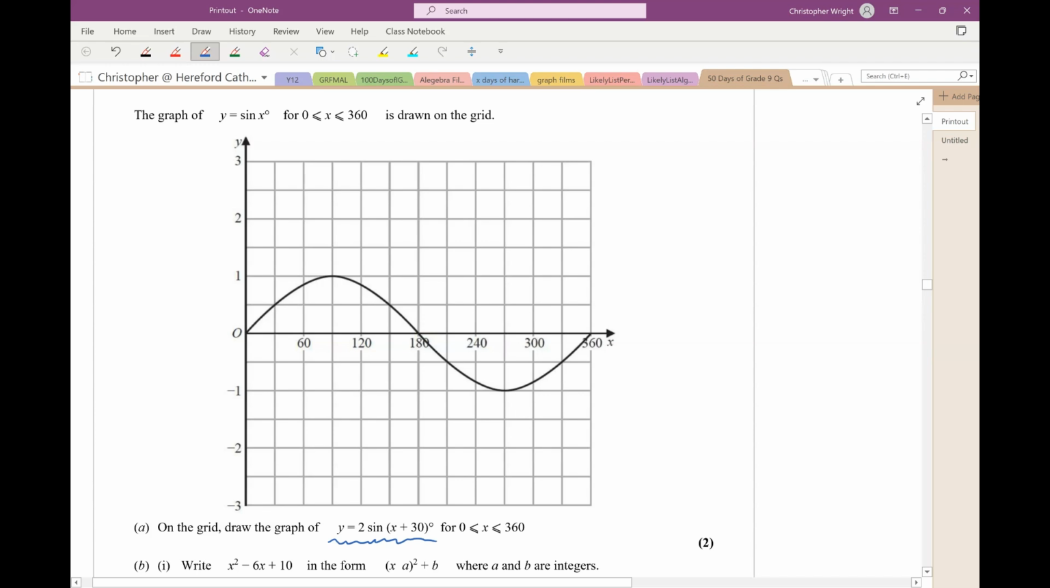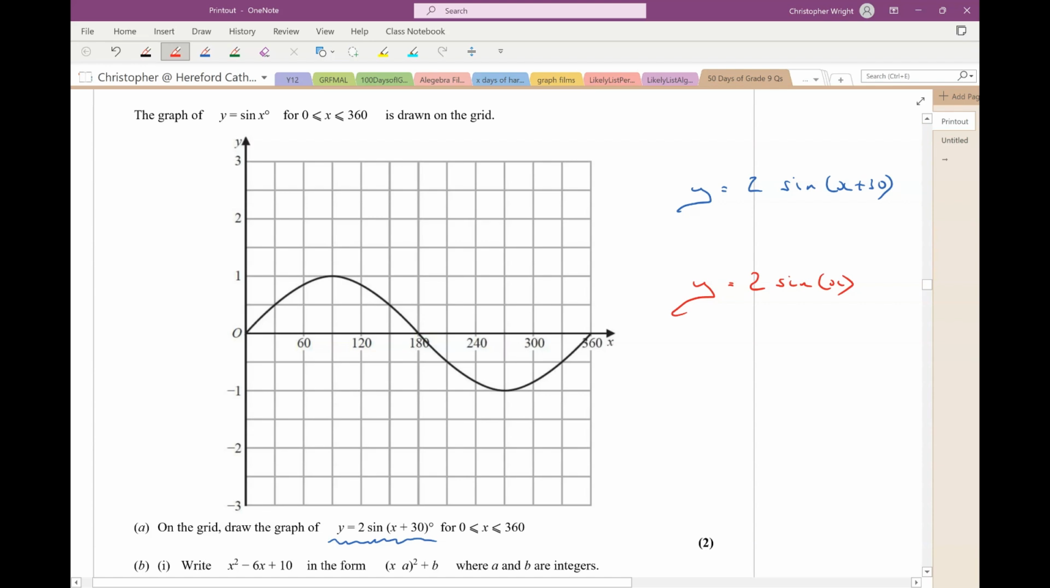Right, now there are going to be two things going on here. The first one, let's just write down the question here, it's 2 times sine(x plus 30). Let's first of all just imagine that we were being asked to draw the graph of y equals 2 sine x. What would that look like? Well, essentially, each of the y coordinates, each of the values of y would be doubled, because instead of y being sine x, y is now twice sine x.